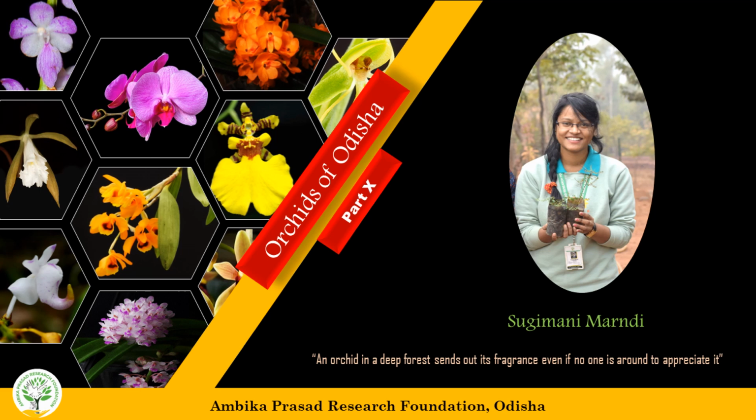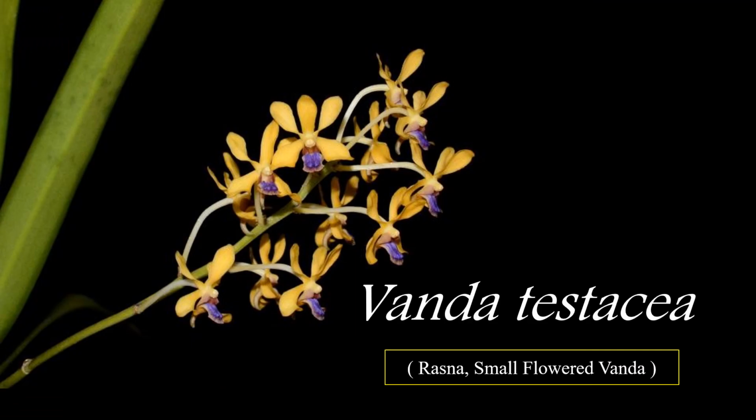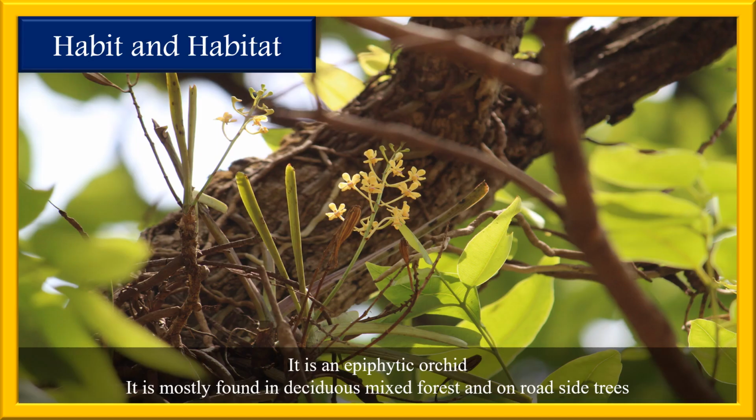So today we will start our Orchids of Odisha part 10. Today we will start on Vanda tessellata. Commonly it is known as small flowered Vanda. In Odia it is known as Choto Rasna or Rasna. So let's start with habit and habitat.